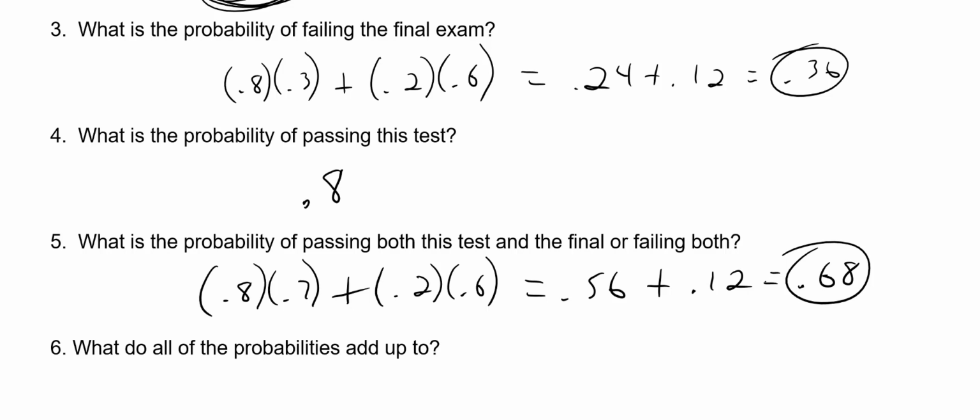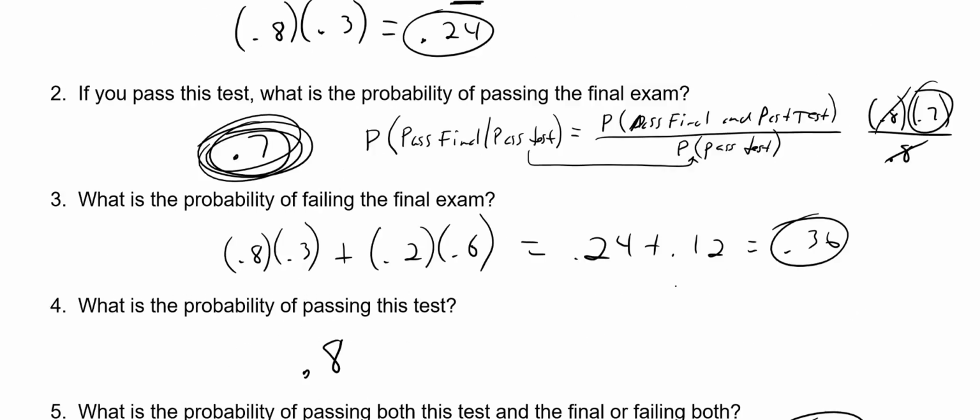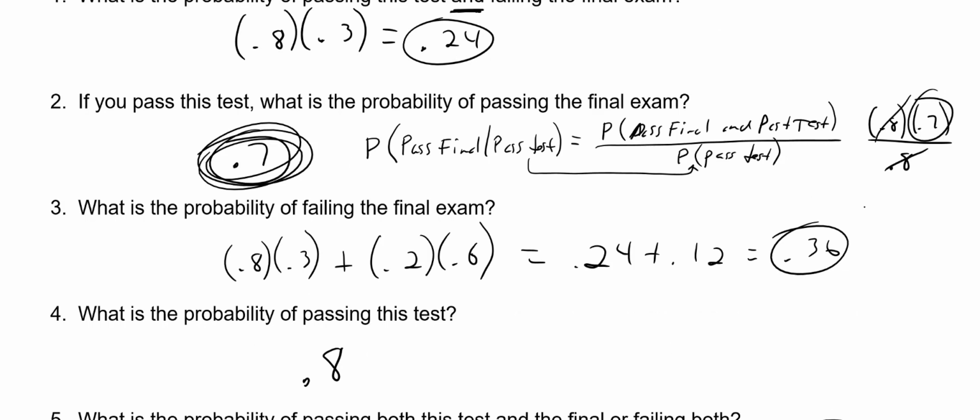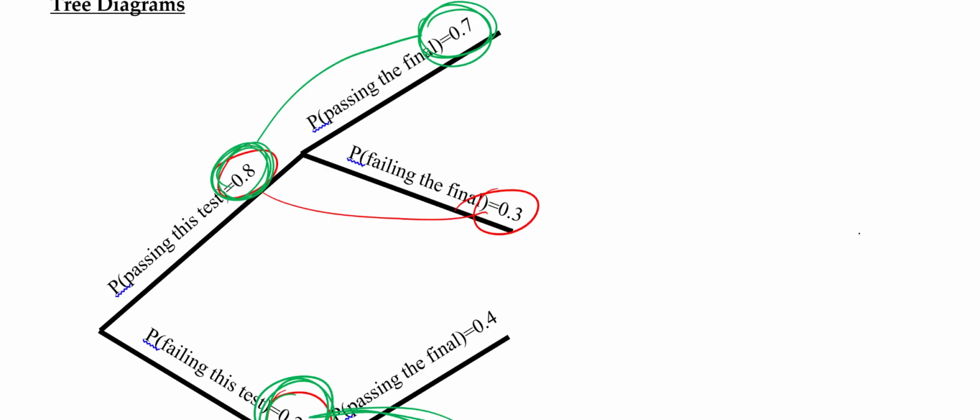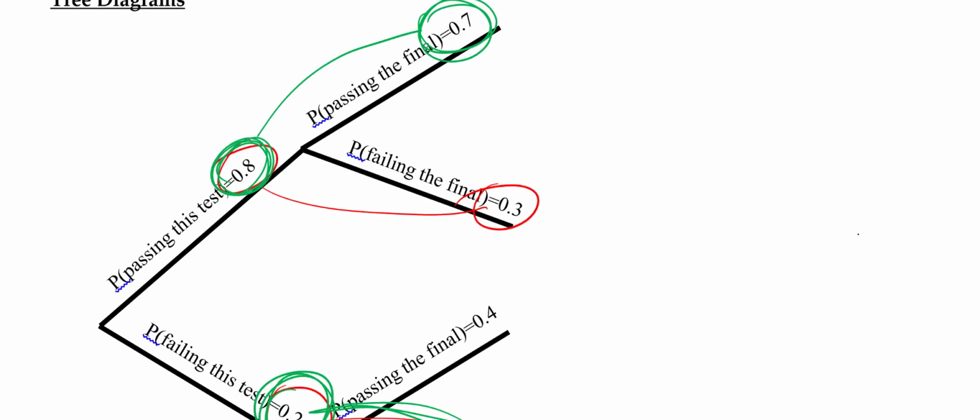All right, cool. And the last question is, what do all these probabilities add up to? If I actually went to all the branches, what would they all add up to? They would add up to 1. They better add up to 1 because you're either going to pass the test and then pass or fail the final, or you're going to fail the test and pass or fail the final.